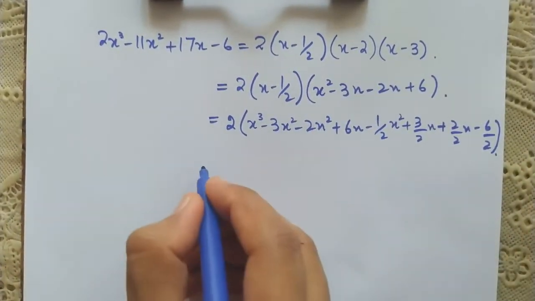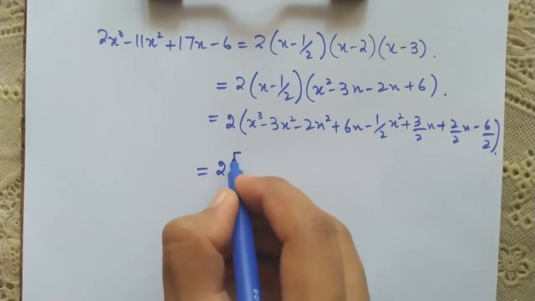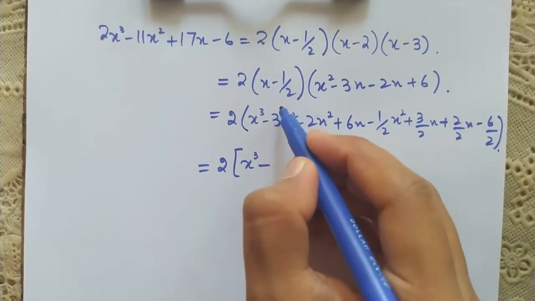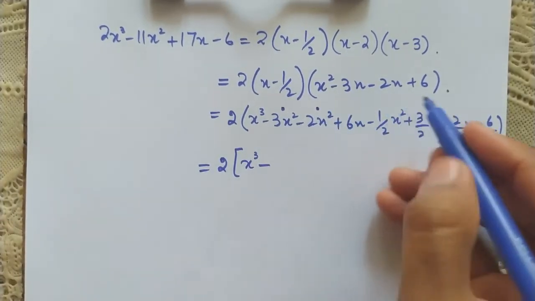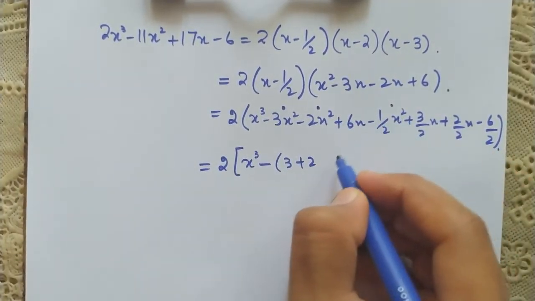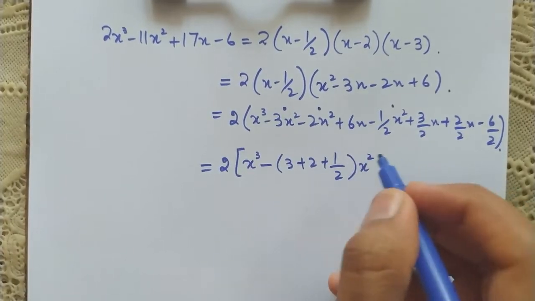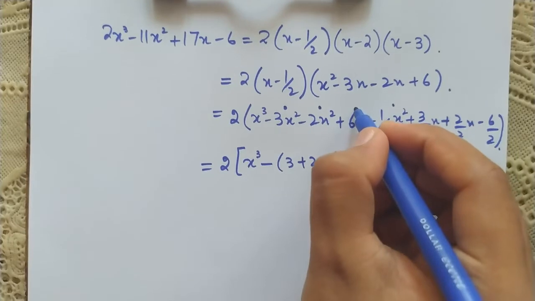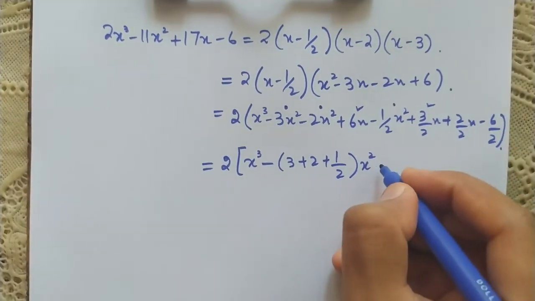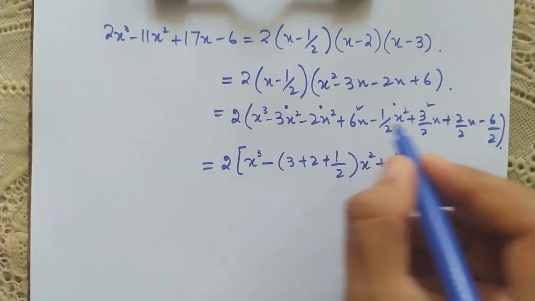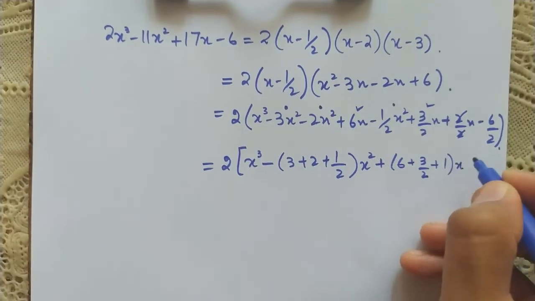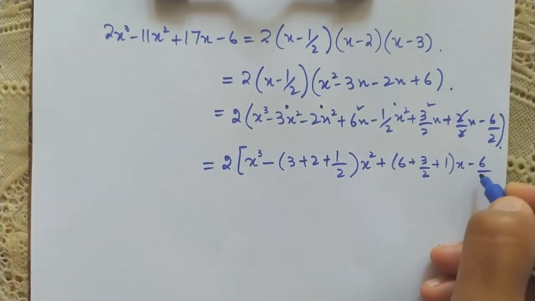Now you can write this as 2 times x cube minus the coefficients of x square. So the coefficients of x square will be 3 minus 2 and minus 1 upon 2. So taking minus as common, you have 3 plus 2 plus 1 upon 2 times x square, and then write the coefficients of x. So these are 6, 3 upon 2 and 2 upon 2 means 1. So you can write here 6 plus 3 upon 2 plus 1 times x. And then you will write the constant term, that is 6 upon 2.